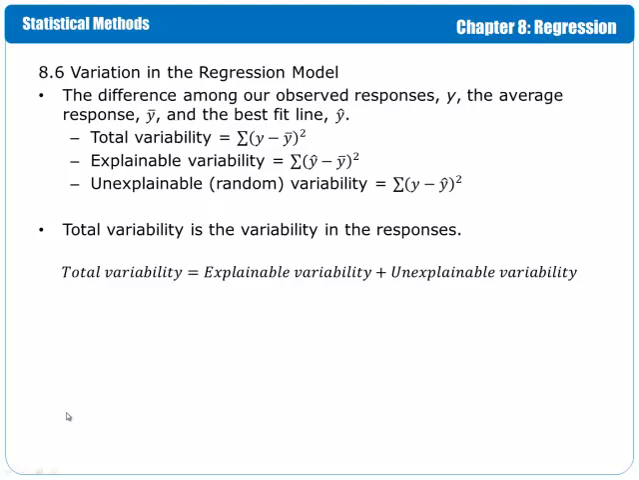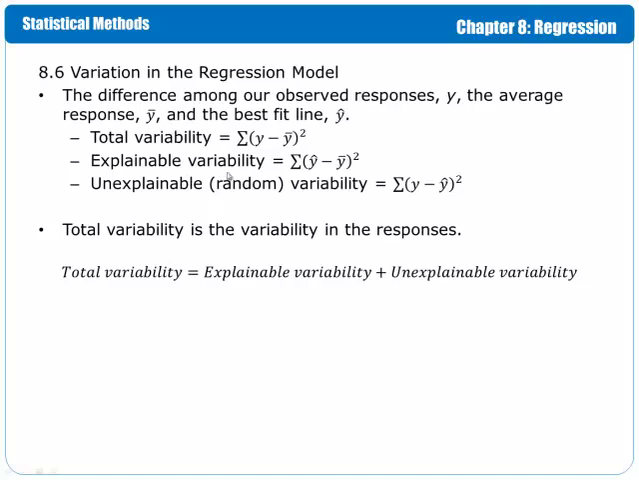There is variation in our regression model. The difference among our observed responses, y, the average response, y bar, and the best fit line, y hat. The total variability is considered the difference between the individual responses and the average response. We can break that total variability into two different components: explainable variability and unexplainable variability.